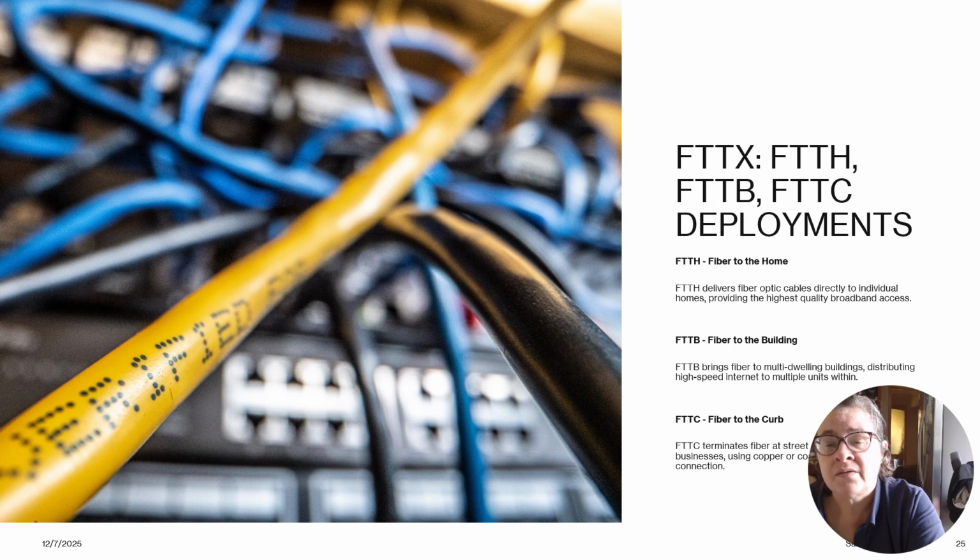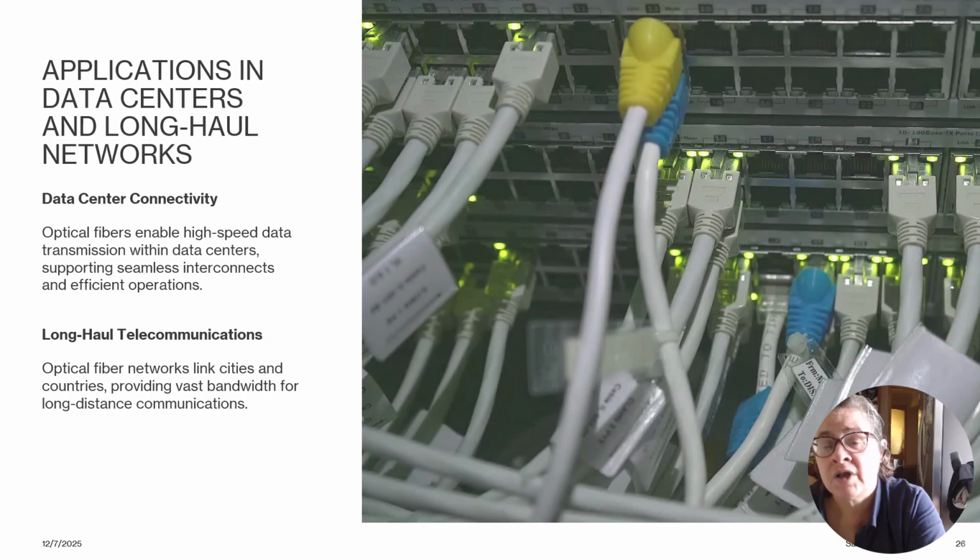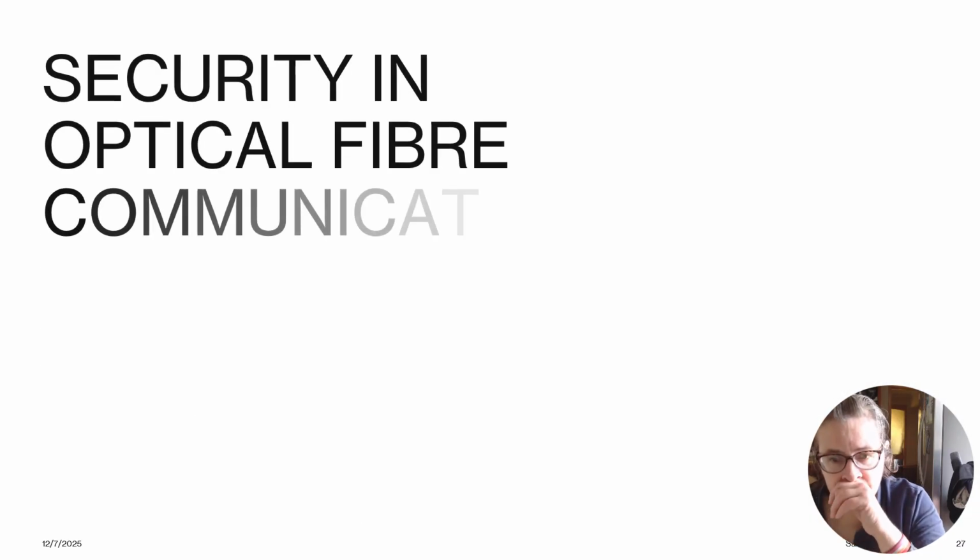FTTX topologies deliver fibre closer to end users: FTTH, home; FTTB, building; and FTTC, curb, enabling high-speed broadband access in various environments. Optical fibres power high-speed data interconnects inside data centers and support long-haul telecommunications.